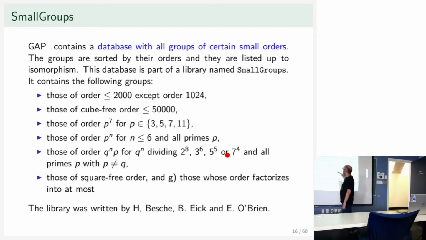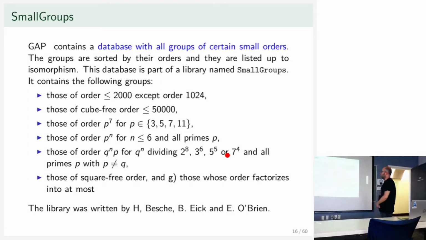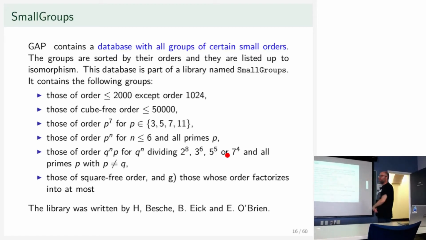You also have groups of cube-free order, with several different p-groups, groups of square-free order. Oh, it is there. Sorry. Well, something is missing here. But you have several different families of groups, right? Groups of order, for example, q to the n times p, where q to the n divides one of these, and p is different from q. I mean, it's a huge library with several things. We are going to use this to prove theorems.